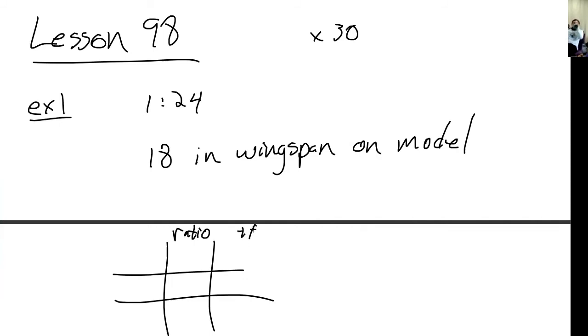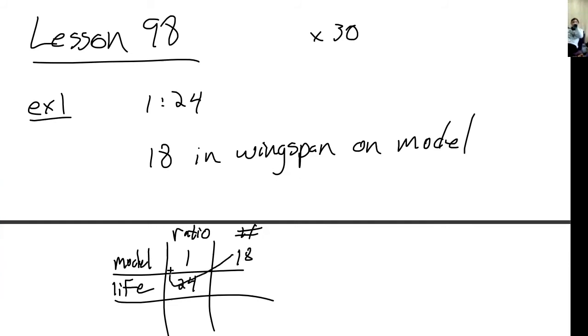Okay, if you don't want to do it the scale factor way, you can also do it this way. So we know the ratio. So here's the model, and here's the real life airplane. If the ratio is 1 to 24, and this is the model, and this is the real life airplane, then remember your actual number. Where does this 18 go? In the top one or the bottom one? Top one. It's the model, right? It's on the model. So then you can just fish it right here.